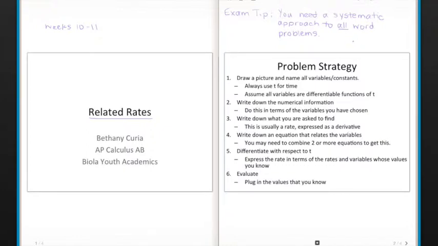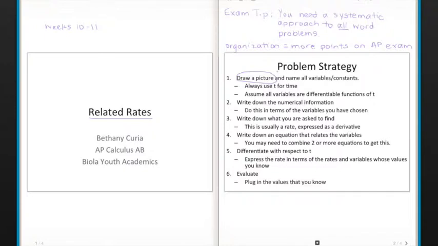So this week I am going to present a problem-solving strategy for all your related rates problems. If you take this approach to all of your related rates problems, you'll find that you do wonderful on these types of questions when the AP exam comes. I can promise you that organization in your work does lead to more points on the AP exam, and that is our goal at the end of the day. With that being said, let's go ahead and dive into our problem strategy for our related rates problems.